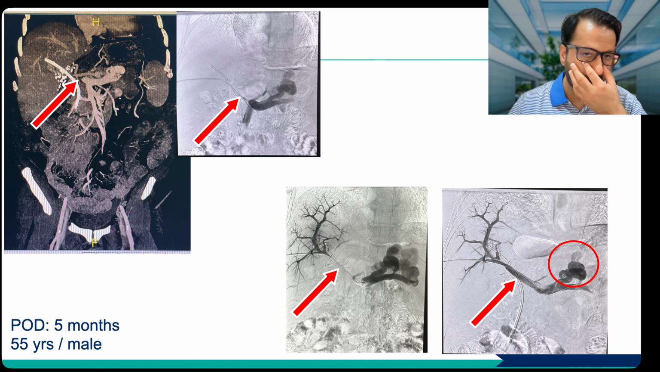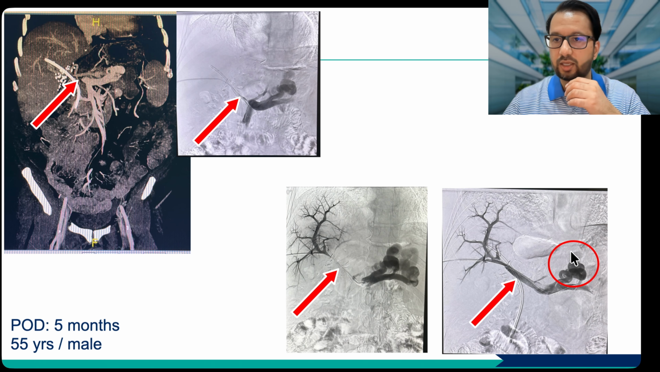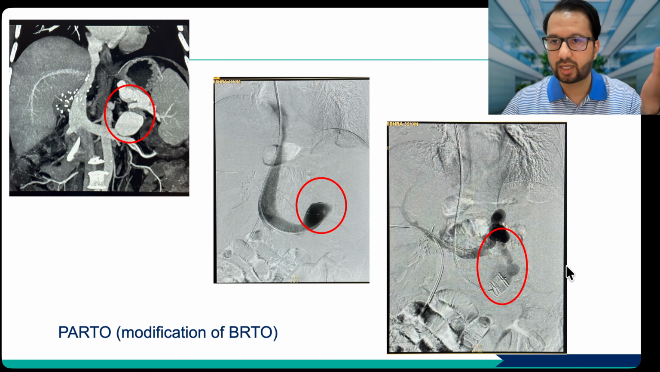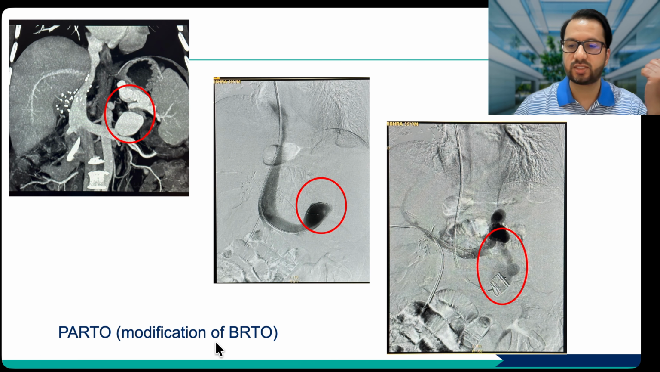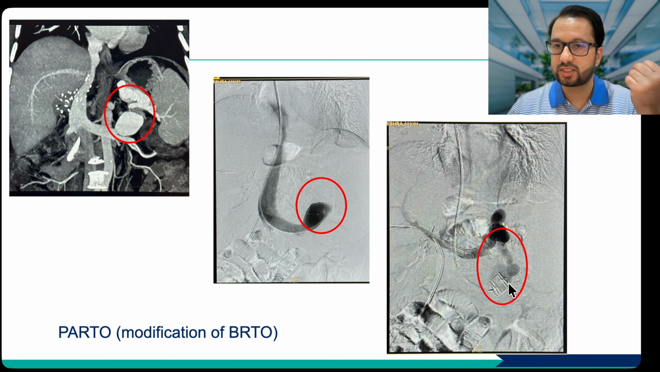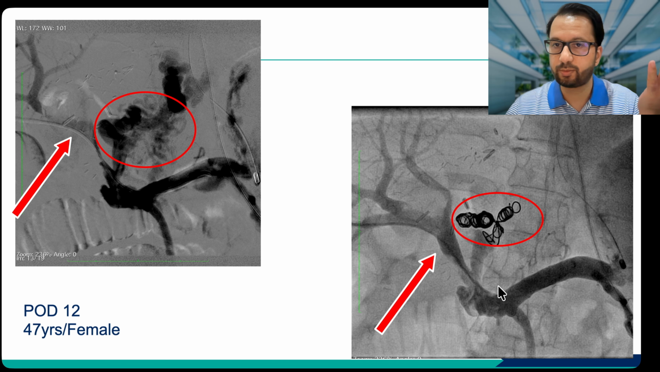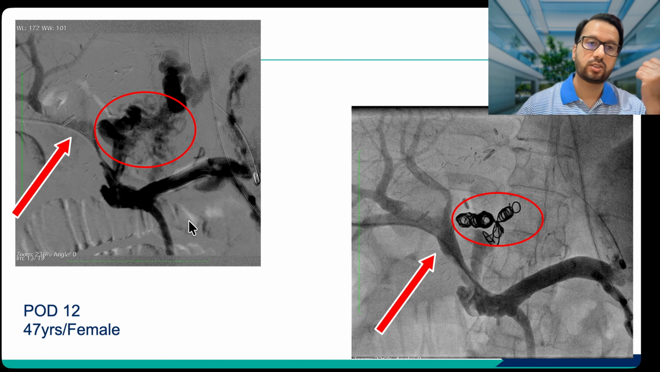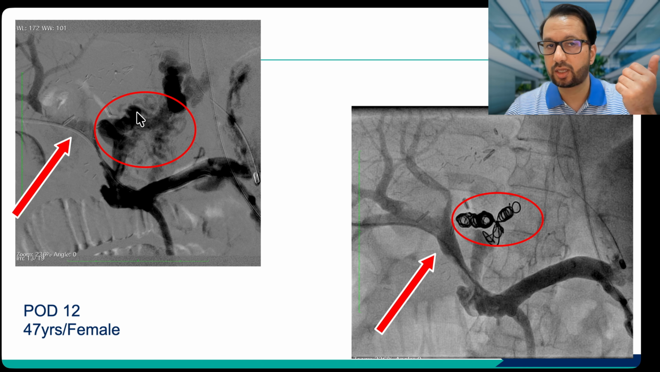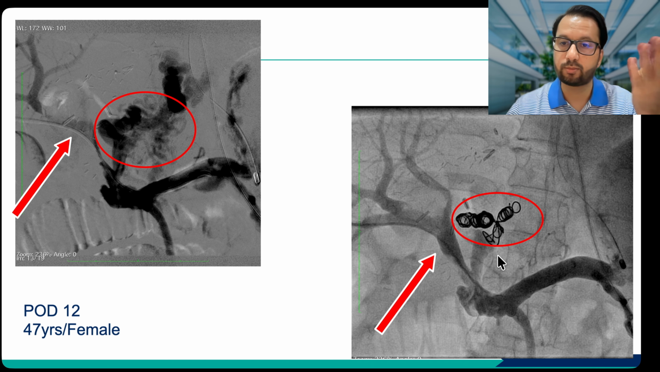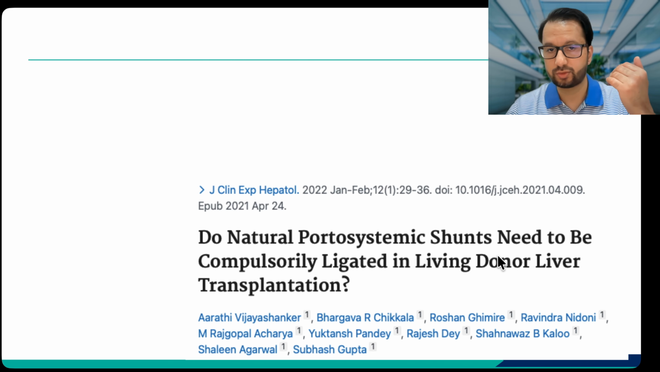Again, the same patient which we stented earlier, there was a large shunt which we showed there, and we were able to do a PARTO, which is basically a modification of BRTO, and this shunt was closed by the use of the plug. Another patient, she had portal vein thrombosis. When angiography was done, we found that there is a large coronary shunt. We were able to coil it. After coiling, the portal flow improved and the shunt was closed.